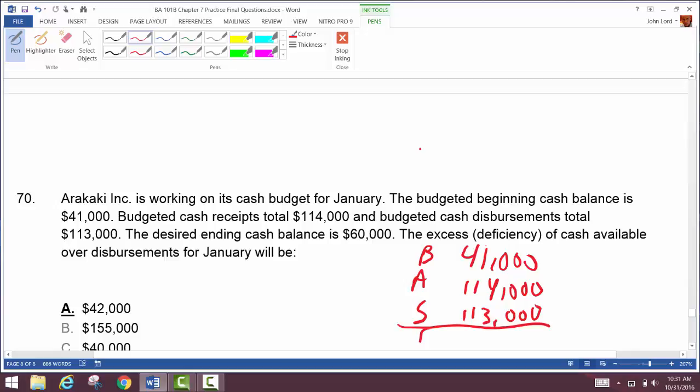And then since you're not looking to borrow, you don't have to calculate that. It's just looking for the excess or deficiency of cash. So you ended up with 42,000 as the answer.